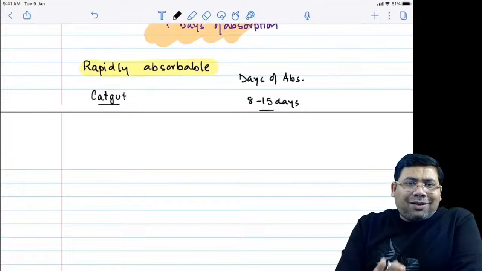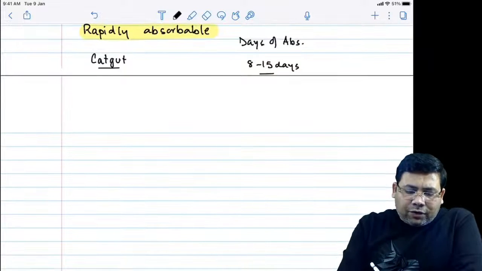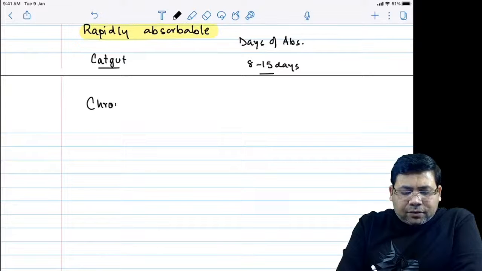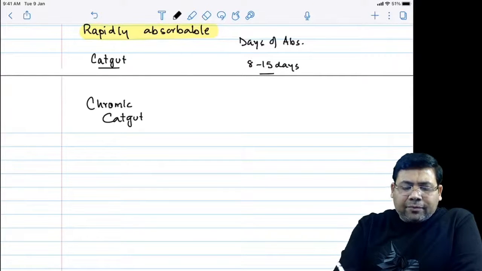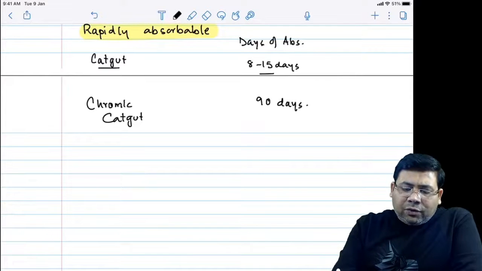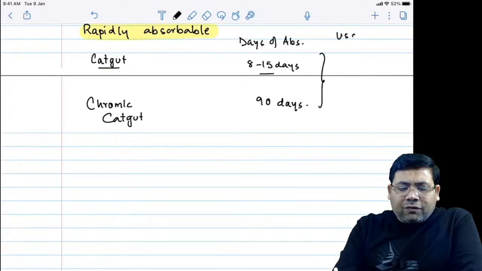But today, true catgut is not available. What we use is chromic catgut. So nowadays, we are using chromic catgut. When we talk about chromic catgut, 90 days is the days of absorption. Where do we use these? What is the use of these sutures?